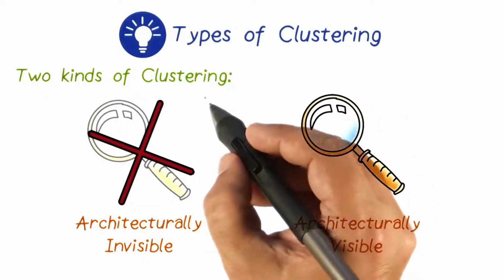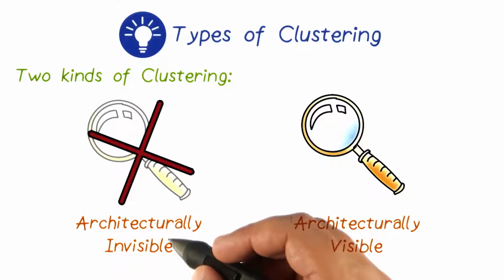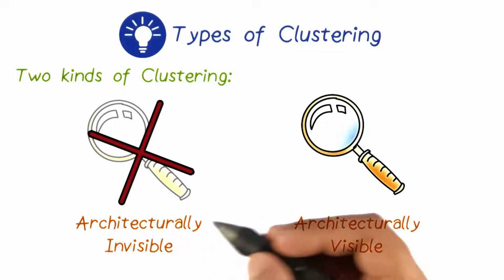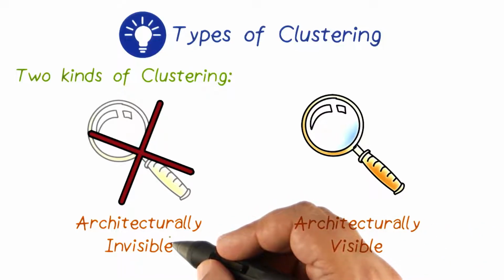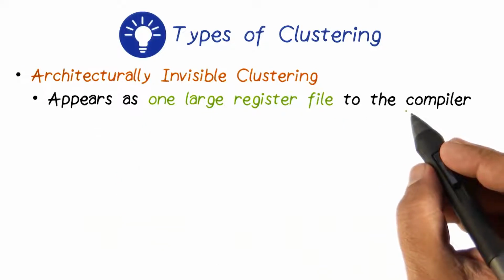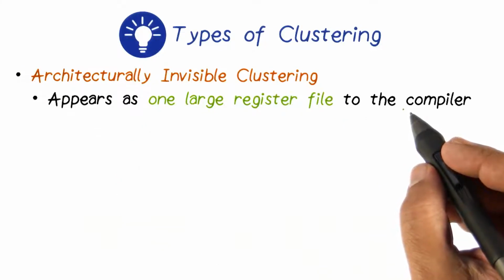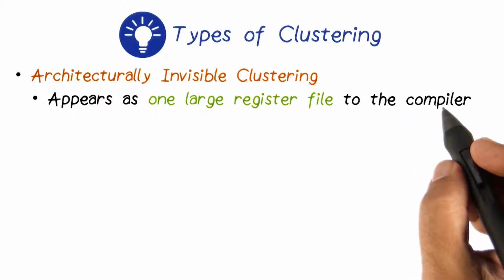Having seen the motivation for clustering, we are now going to take a look at two different kinds of clustering. One of them is architecturally visible, or is exposed at the ISA level, and the other one is invisible and hidden from the ISA level. Let us look at the architecturally invisible clustering solution. In this, the file appears as one large register file to the compiler, and the compiler has to make these decisions in terms of register allocation.